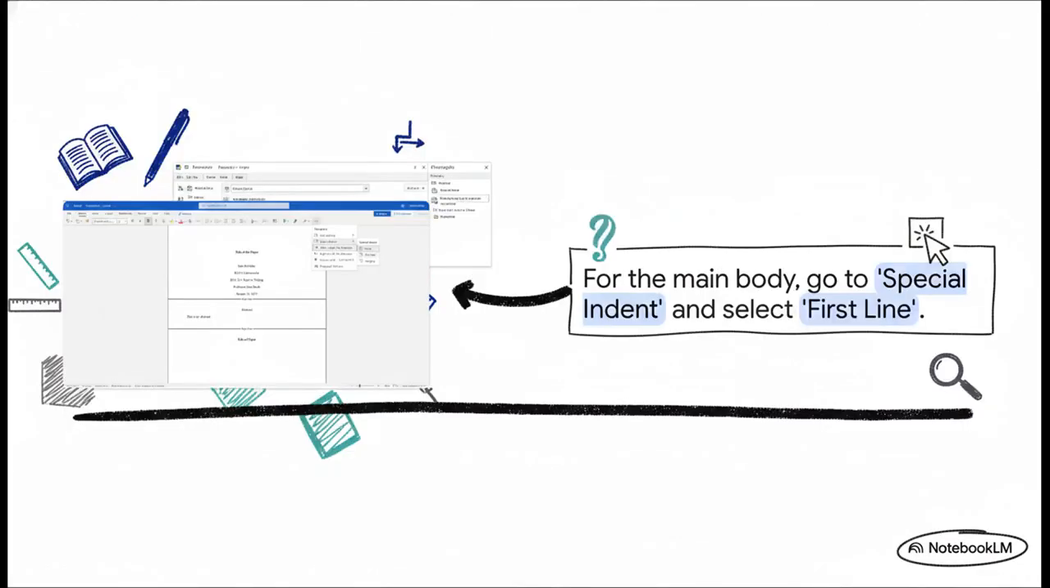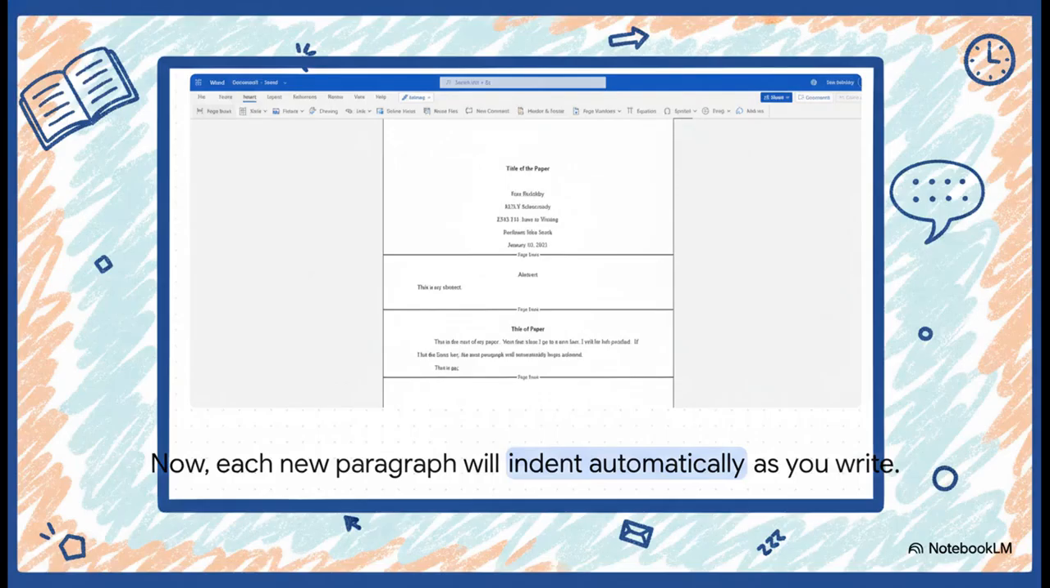So how do you make that happen without hitting the Tab key every time? Well, for the main body of your paper, just head back to your paragraph settings. See that drop-down menu that says Special Indent? Just click on that and select First Line. This is a game changer. And here's the best part. Once that's set, every time you hit Enter to start a new paragraph, Word just automatically indents it for you. It's fantastic. No more constantly hitting the Tab key.